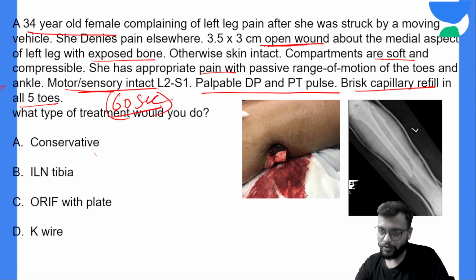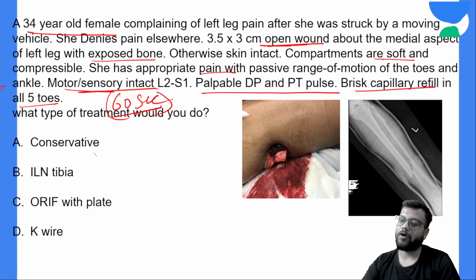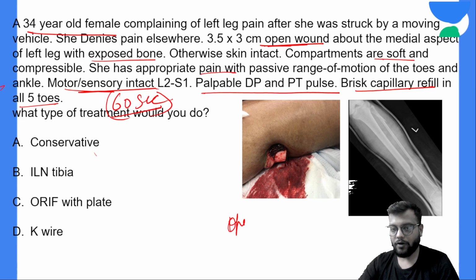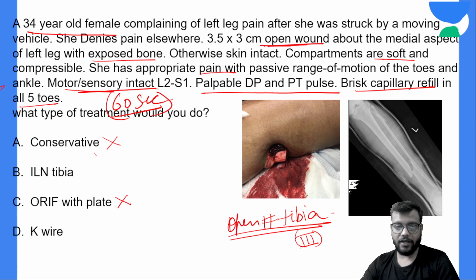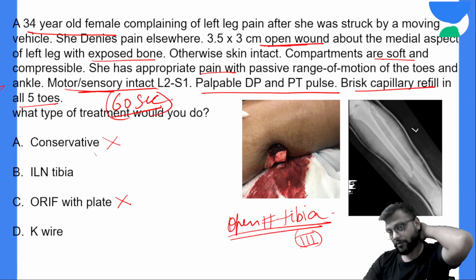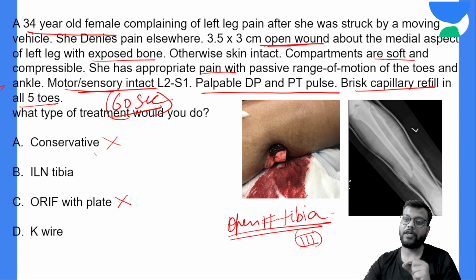This is your wound, this is your fracture. The fracture is of the shaft of the tibia bone, so the diagnosis is open or compound fracture tibia. It is a bone-exposing wound, meaning it is Gustilo Anderson type 3. So conservative you cannot do, and plating you cannot do, because there will be more chances of infection since you will give an incision and open the fracture site. That you will not do.